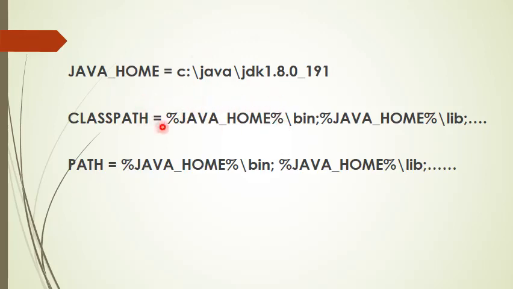This is the advantage, that in case tomorrow we have to change the Java installation, we do not have to make modifications in the class path or the path variables. We need to make changes only in one place. So once we have JAVA_HOME set like this, in class path we put %JAVA_HOME%/bin, this is a place where javac and other Java executables are present, and /lib, these 2. Same is for path.